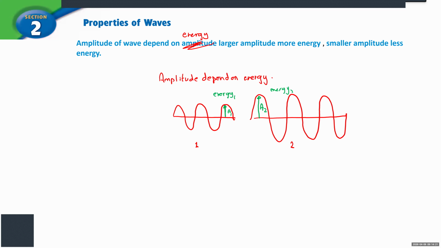This is about what amplitude depends on. If in the exam it says amplitude depends on which of the following, we say energy, not wave speed, frequency, or lambda. It doesn't depend on them, only on the energy of the wave.